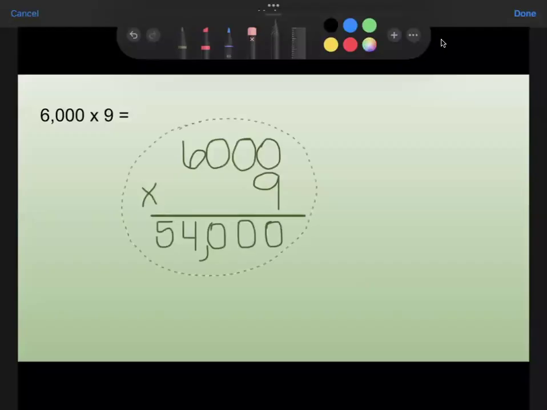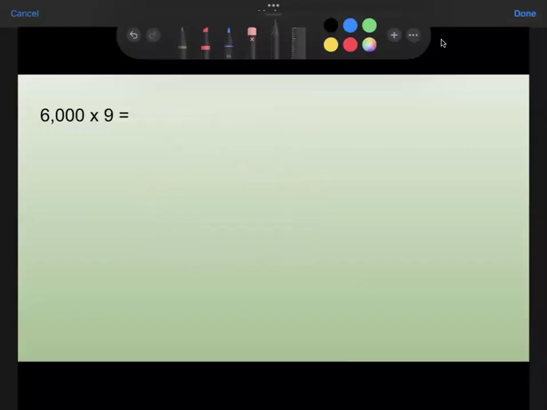Oops, I meant to delete that. Let's try that again. There we go. So I want to show you a little shortcut that we can use.